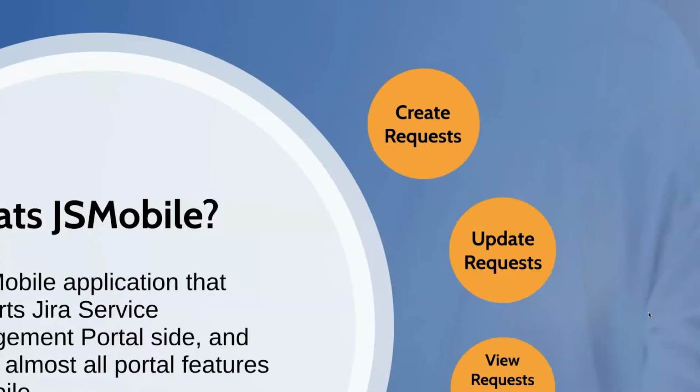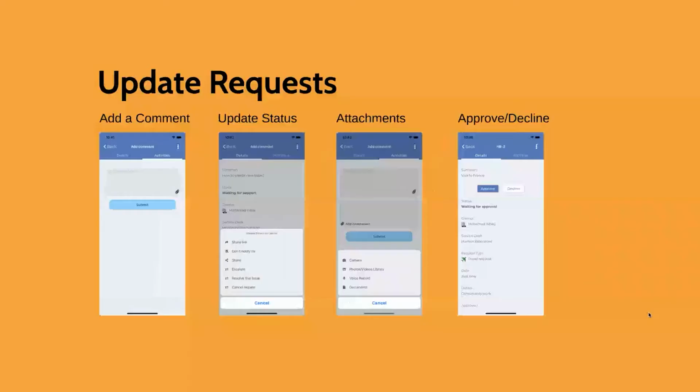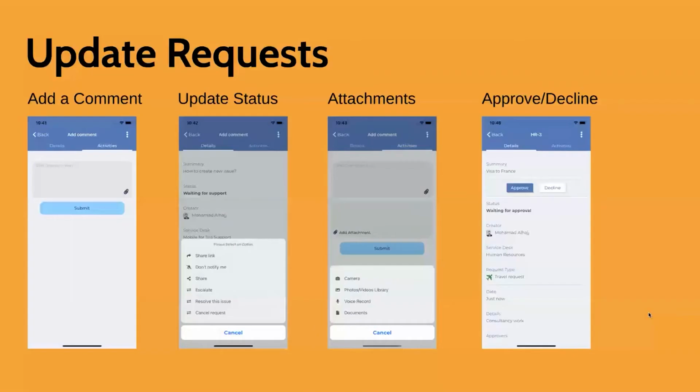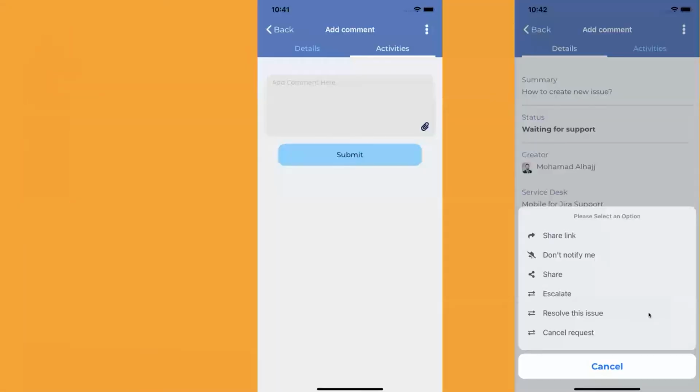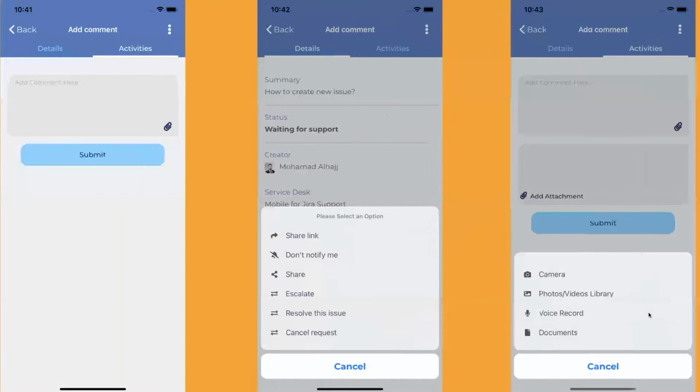The user can update the request itself. If he has already created several requests, the user can add a comment, for example, "I'm still facing this issue, how can I log in?" He can follow up on the ticket by adding a comment. The user can also transition the ticket. For example, he can escalate, resolve the ticket, or cancel the request if it is not reproducible anymore.